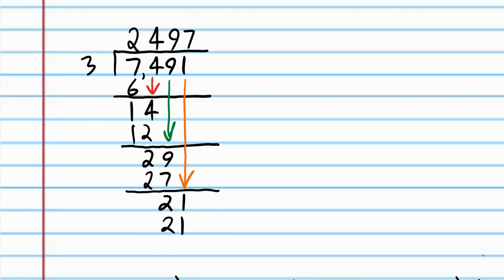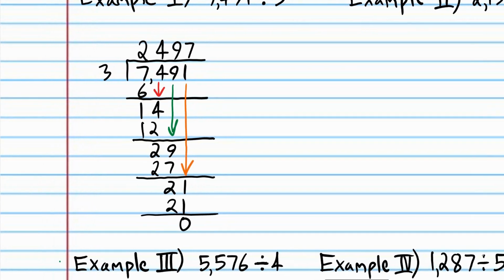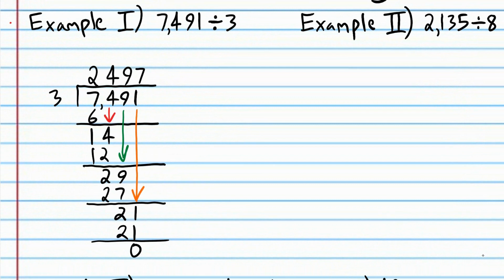Step number 3 is to subtract these numbers. 21 minus 21 is 0. So in this case, our remainder was 0. Our remainder is not always going to be 0, but in this case it was. So what does this mean? It means when you divide these two numbers, 7,491 by 3, you get this number up here. So that's our final answer. I'm going to write that over here. 2,497 is our final answer.